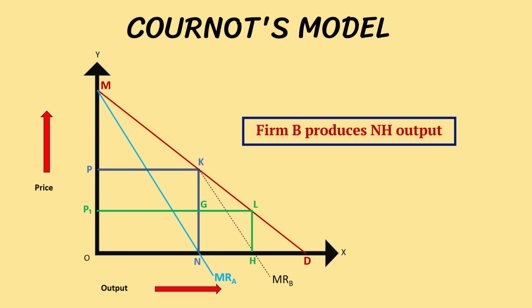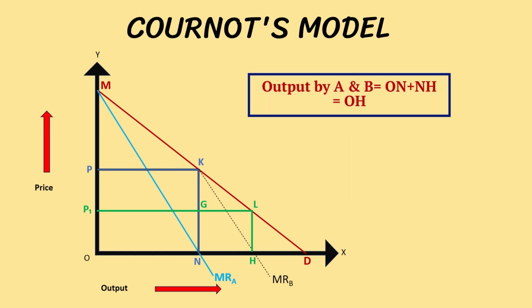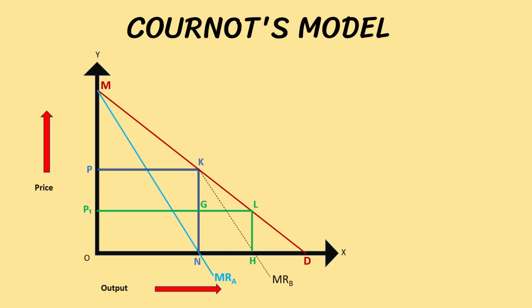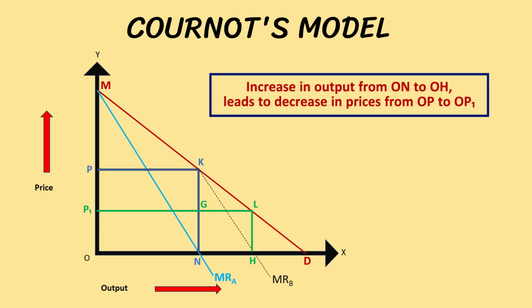So now, as both firms A and B are producing, the collective output would be ON plus NH, which equals OH. So OH is the total output being produced collectively. As the model assumes a linear market demand curve, increasing output from ON to OH reduces the market price from OP to OP1. This perfectly aligns with the assumption that an increase in quantity causes a price decrease.